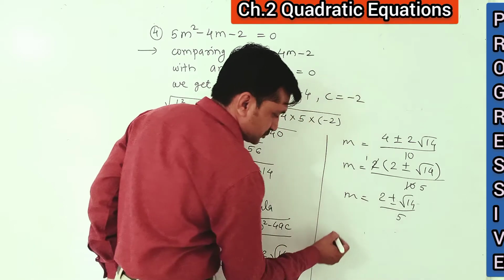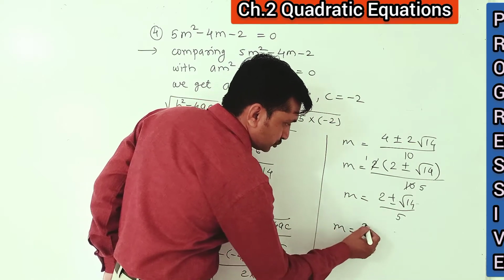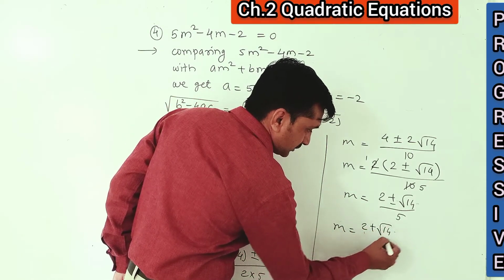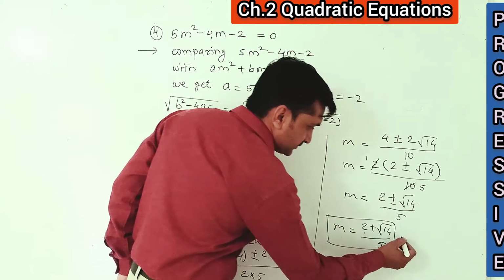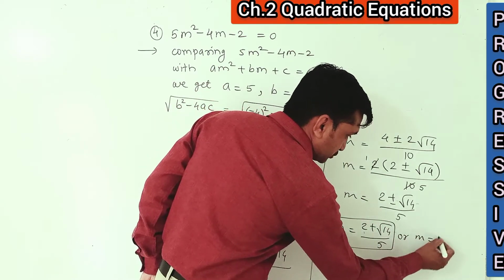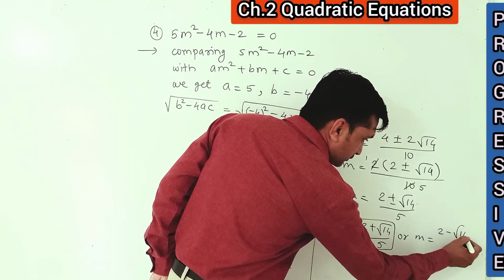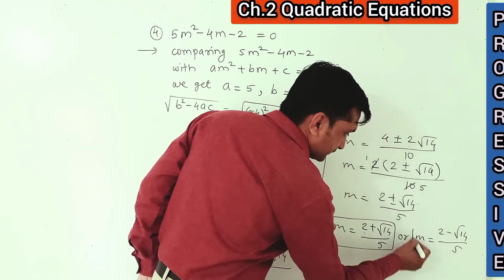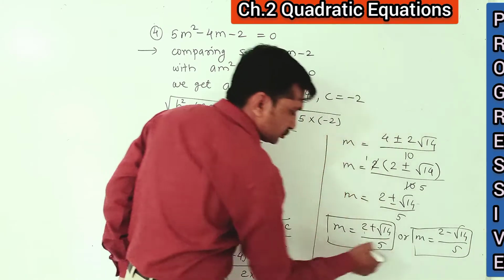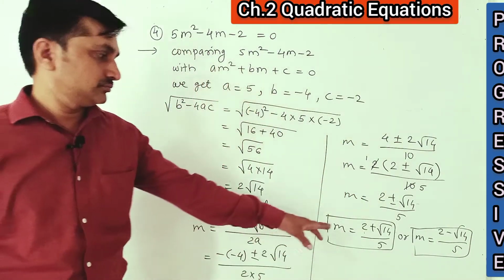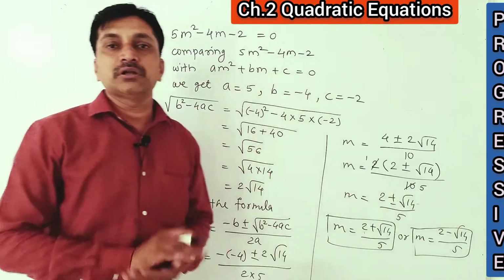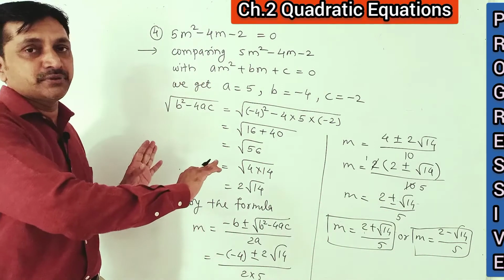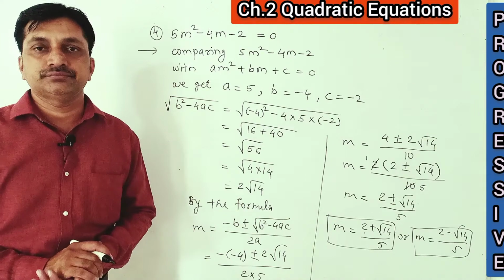And now separation. m is equal to 2 plus root 14 upon 5, first value, first root this is, or m is equal to 2 minus root 14 upon 5, second. So the roots of equation are 2 plus root 14 upon 5 and 2 minus root 14 upon 5. That statement you write at last.